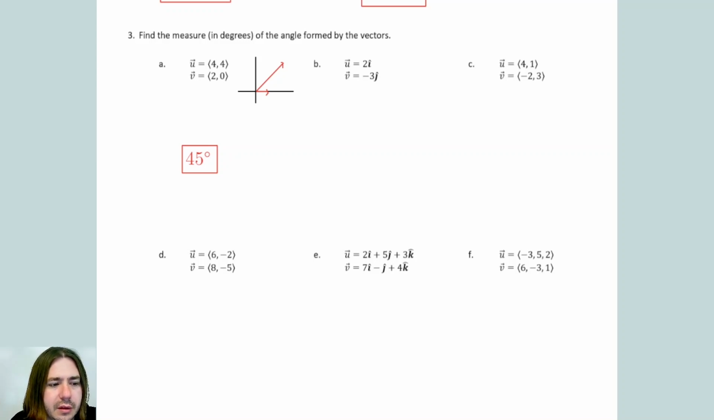So for B, just to get an idea of what this is going to look like, we've got 2 times the horizontal unit vector, so that's just going to be a horizontal vector with a magnitude of 2. Okay, so we'll just say it looks something like this. And then this is -3j. So -3j would be down here. So we can see that the angle between these two vectors is 90 degrees.